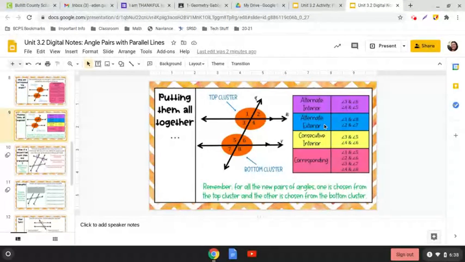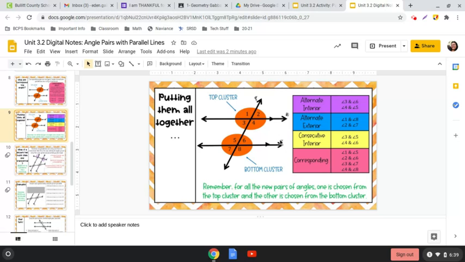Alternate exterior angles, which are outside of the parallel lines, still across from each other because it's alternate. Consecutive interior, and we're talking about inside the parallel lines on the same side as the transversal. So these two are on the same side as the transversal, and these two are on the same side as the transversal.